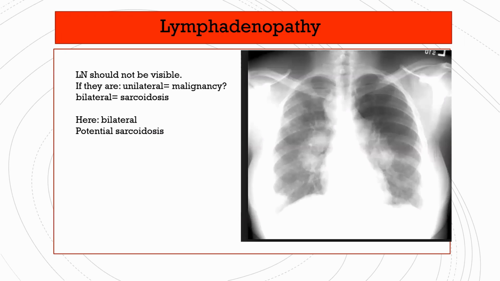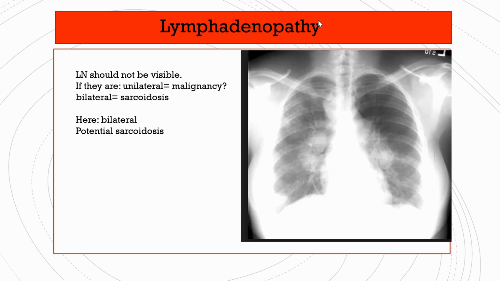Right, so what can you see on here? You can see lots of shadowing around the hilum bilaterally. So it's potentially sarcoidosis, okay? It's not a malignancy because it's not a unilateral lymph node, right?